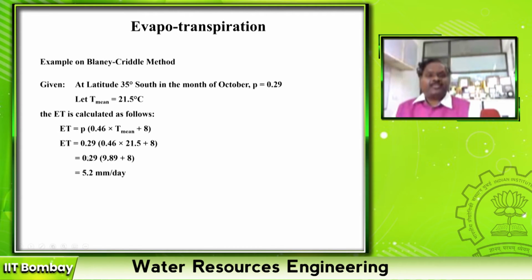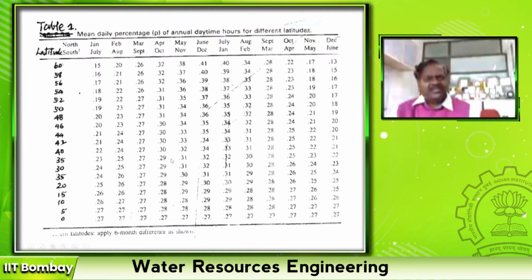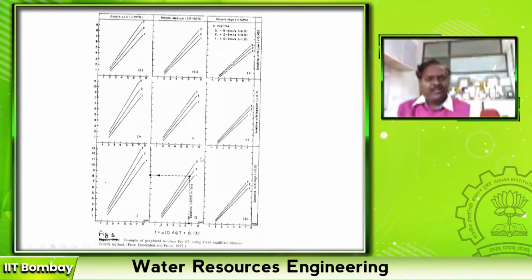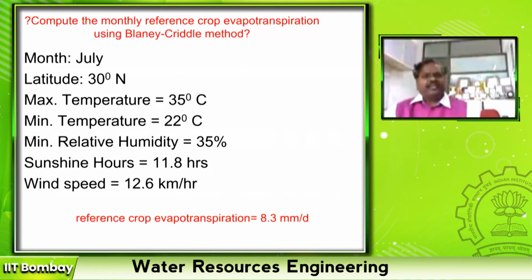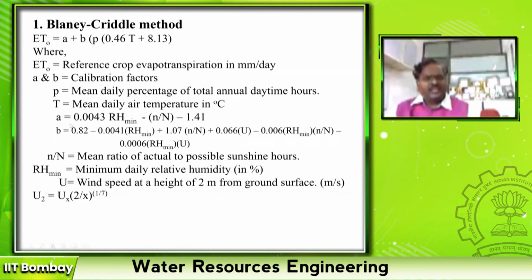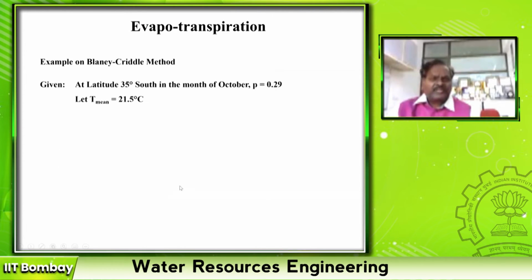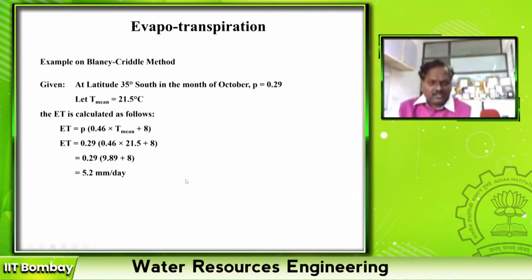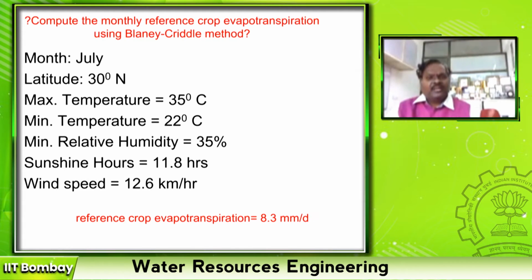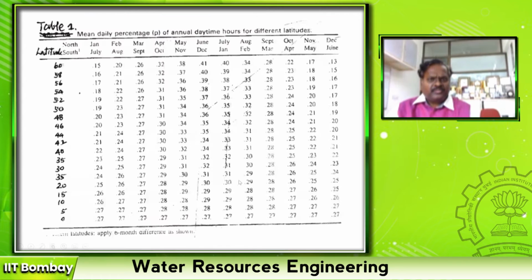Now I am multiplying this ET with 5.2 mm. Then if I use only this, I have to use this graph to find out the values of A and B. Instead, since I know all the values, I can substitute in these two equations and estimate A and B. So I will upload these notes to you. You can work it out. So this is about the temperature based method.